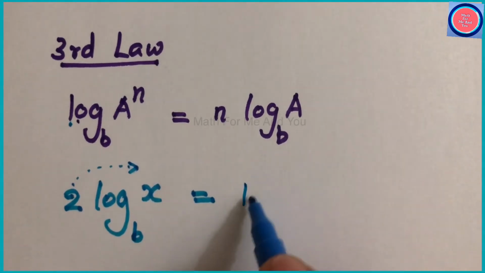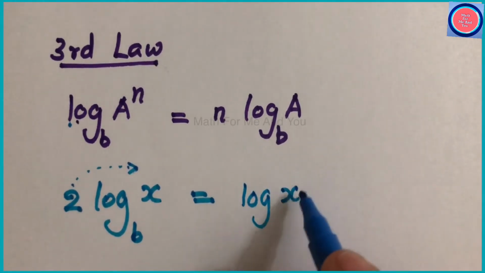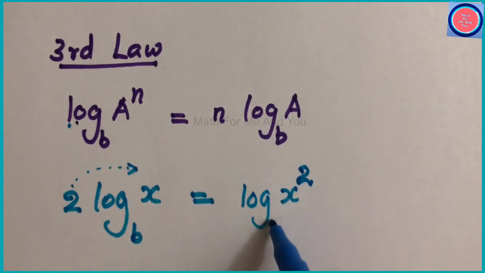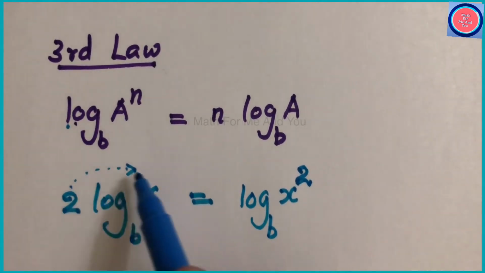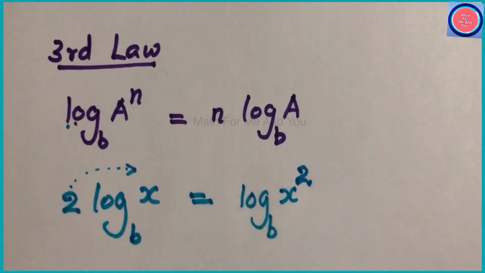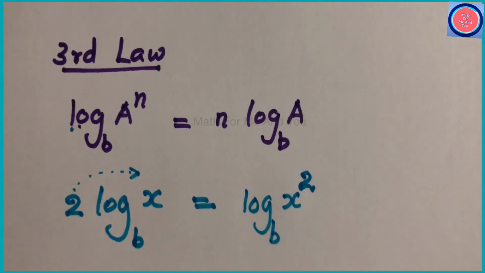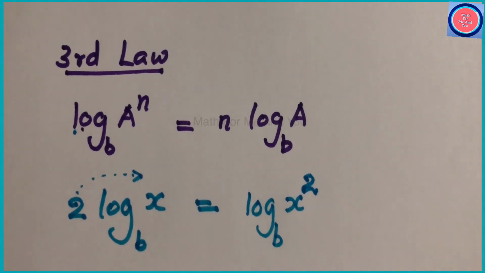So we can move 2 and keep it as the power number: log x power 2 to the base b. That means we have moved 2 as the power of x. Then we get log x square to the base b.